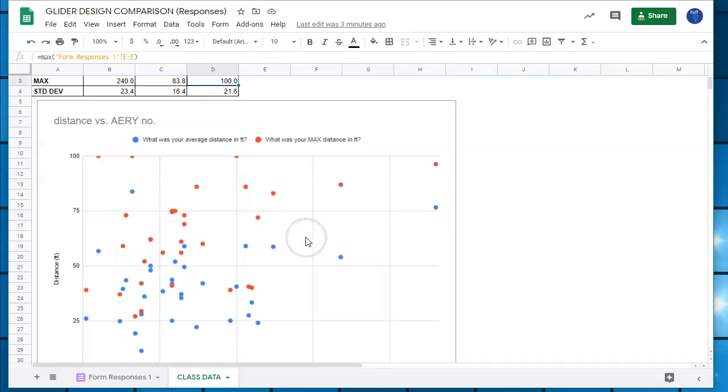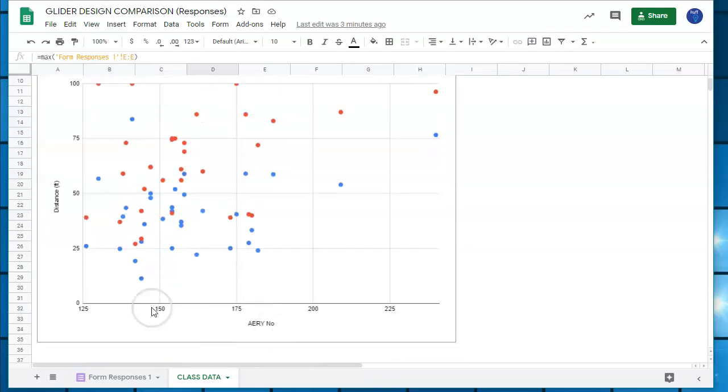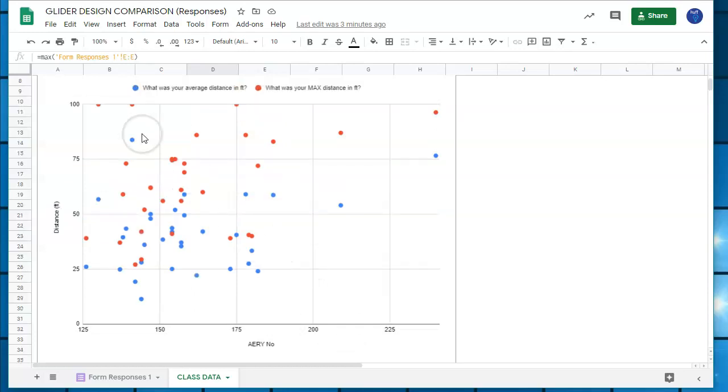So let's look at this chart. We are looking at distance versus the AERY number. AERY number is across the bottom, and distance is on the y-axis. So as we increase AERY, do we see a general trend? Not really. Look at these numbers. They're all over the place. If you look at the average, the blue ones, that's really what's most interesting to us because that's typical performance.